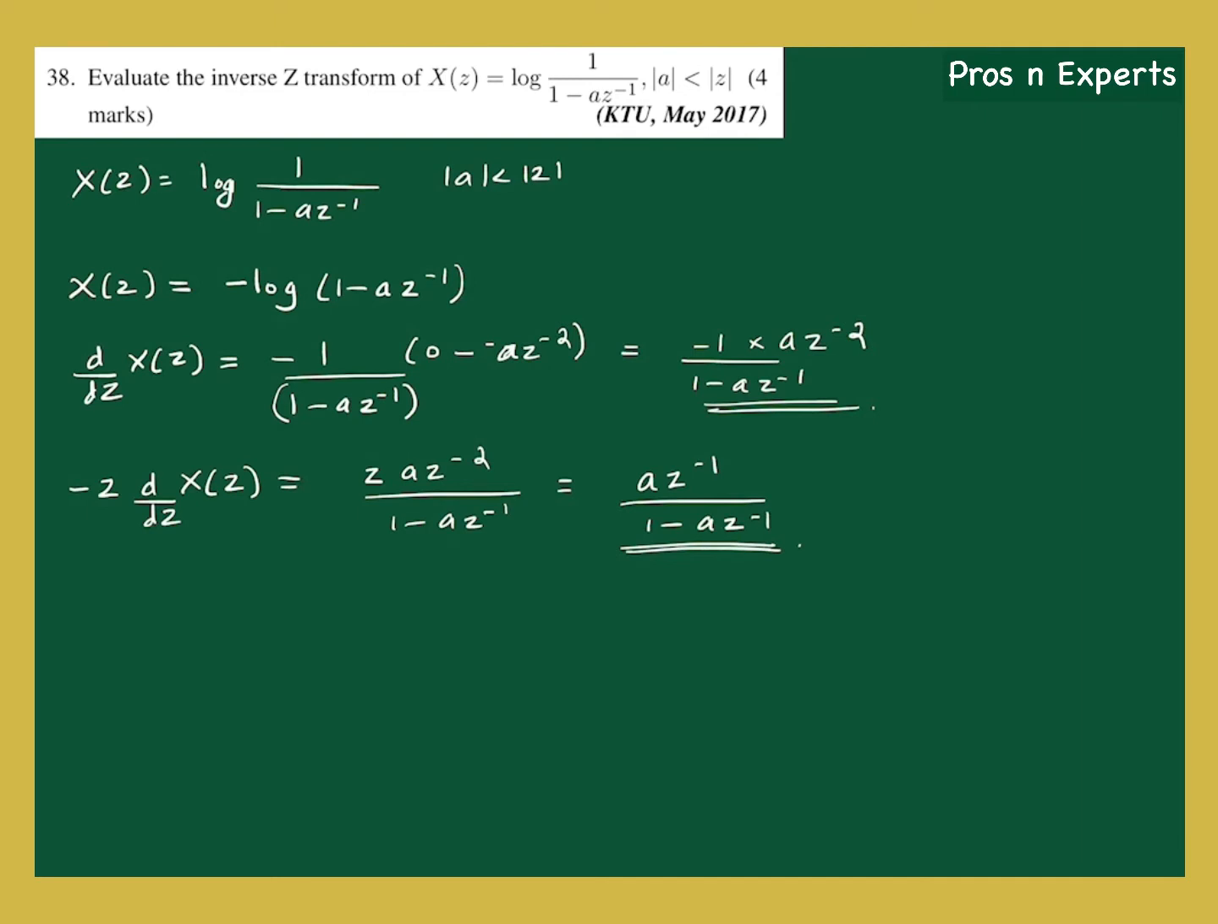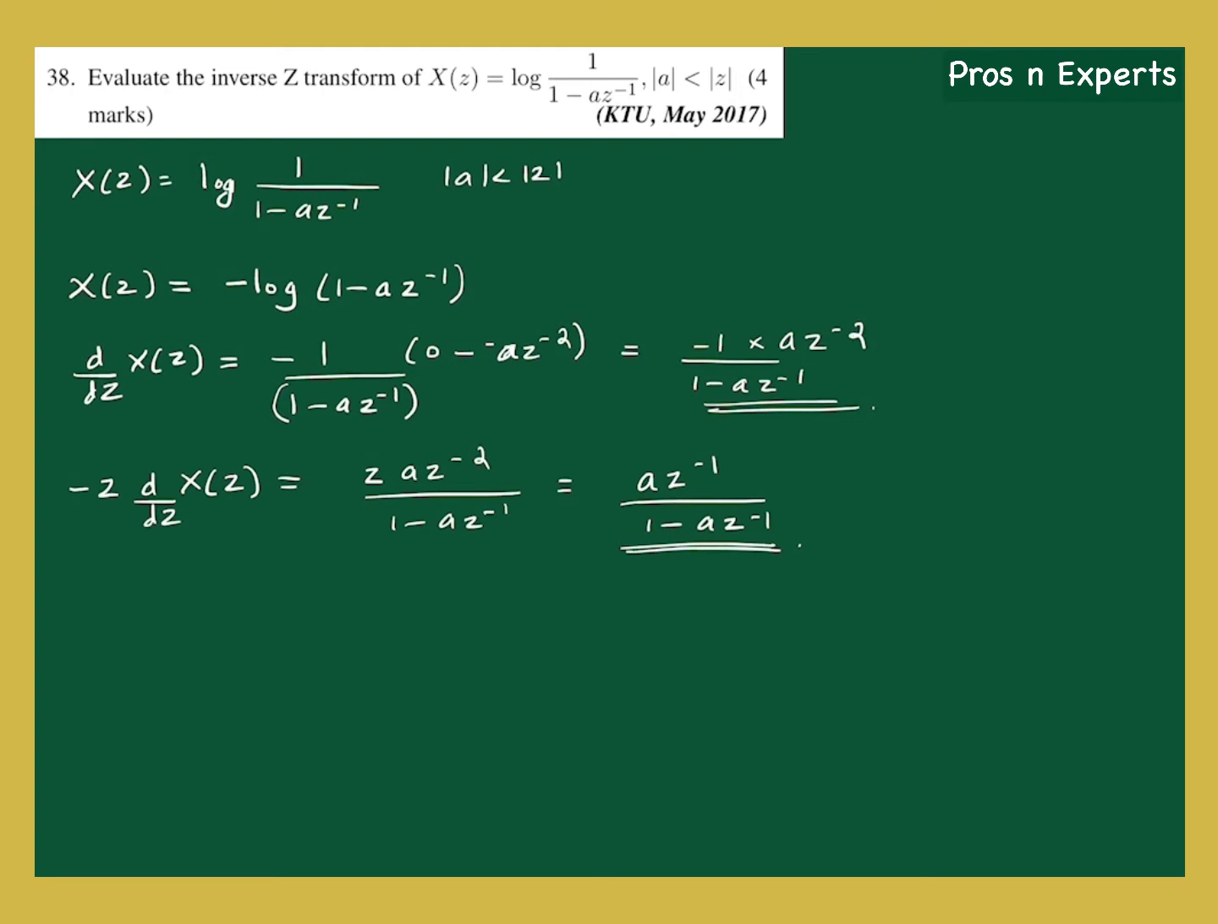Okay, so I will consolidate whatever we have done. We have started with the question X of z equal to log 1 by 1 minus a z inverse, and I have written it using the property of logarithm as minus log 1 minus a z inverse. Then I found out minus z into d by dz of X of z, and I wrote an answer a z inverse by 1 minus a z inverse. Okay, so in frequency domain I have found out some expressions, that is minus z into d by dz of X of z. What would be its time domain equivalent look like?